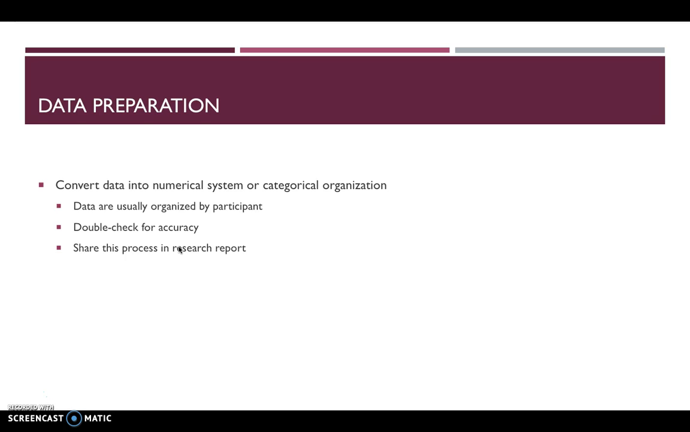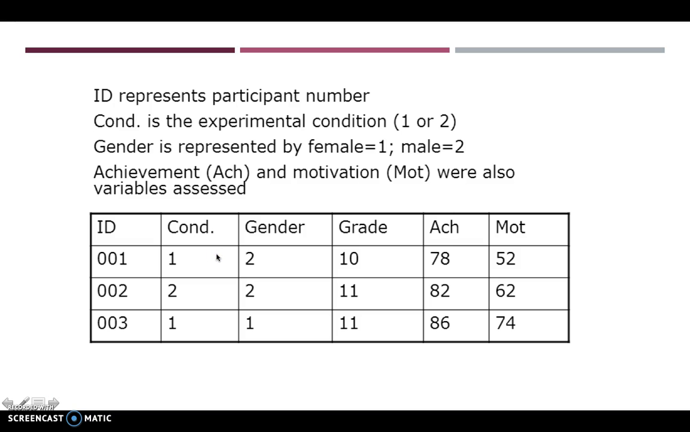They're also usually organized by participant. So you take data from different participants and have them all in a row, perhaps on an Excel spreadsheet or something like that. And then you double check it for accuracy and prepare the data. You actually share this process of preparation a little bit when you report your research. So let's say you actually did your study, you'd report this.